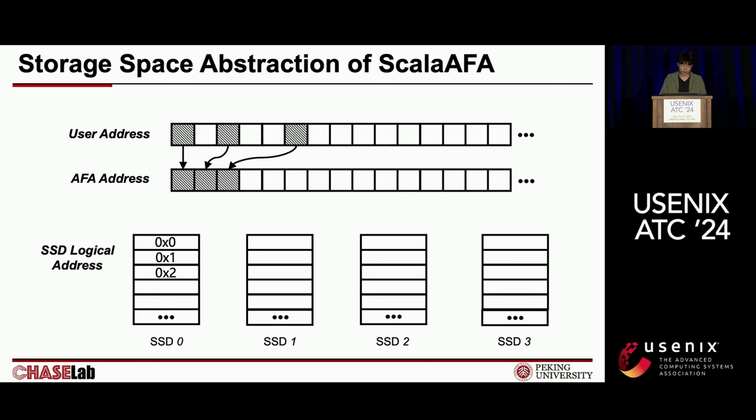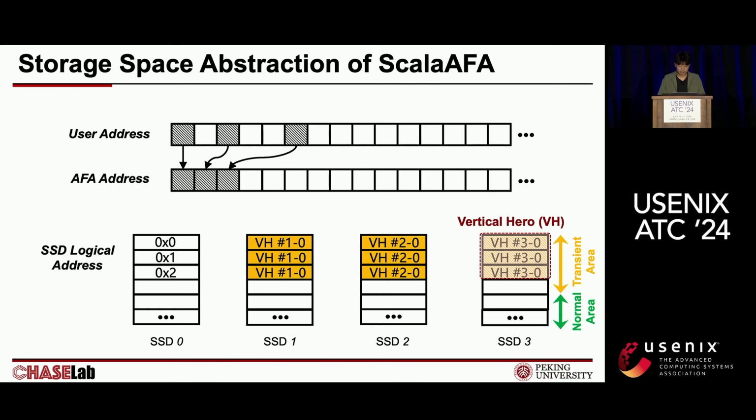Similar to the conventional two-phase write design, there is an indirection layer between the user address space and the SSD logical address space, which converts random writes to sequential writes. ScalaAFA partitions the storage space of SSDs into two areas, the transient area and the normal area. The former is used to store transient data, while the latter accommodates long-term data.